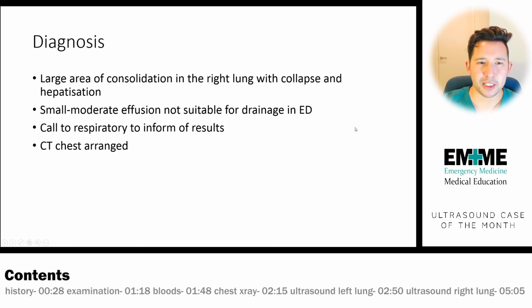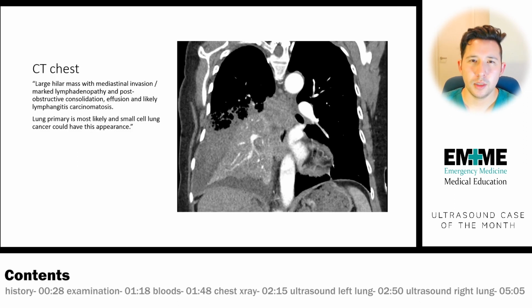So we made a diagnosis of a large area of consolidation with collapse and hepatization of the right lung. We said that there was a small to moderate effusion that we didn't think was suitable for drainage in RED, and we called the respiratory team to inform them of the results. They arranged a CT chest.